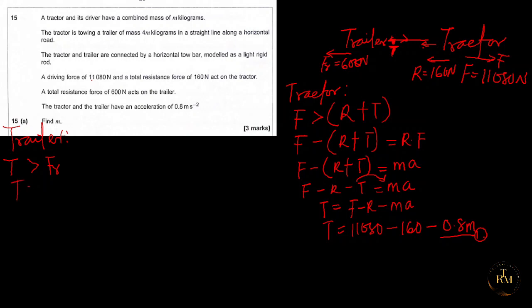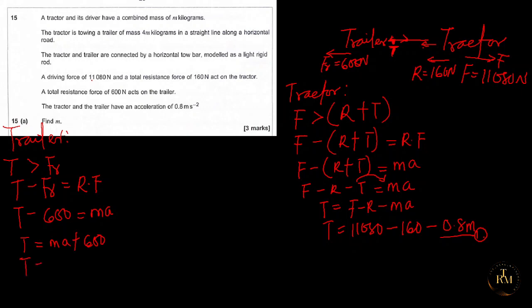If I resolve them, I get a resultant force of T minus Fr, T being the force acting in the positive direction and Fr acting in the negative direction. So, letting T minus Fr, where 600 is the resistant force for the trailer, equal Ma, and making tension the subject, the tension will be Ma plus 600.